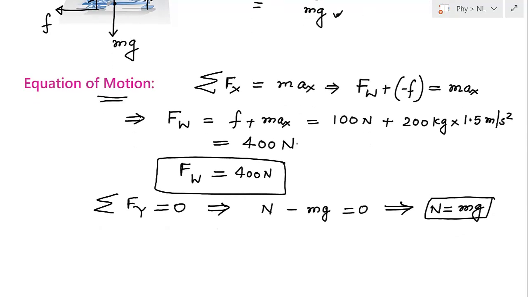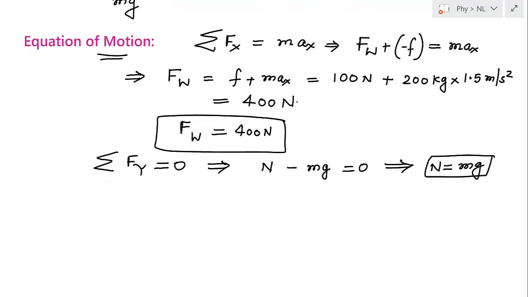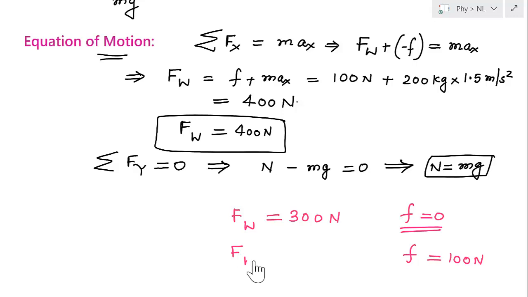Now if you compare, we have done the same problem, but there was no friction. In that case we found the Fw value was 300 Newton. You can see in the previous videos. So when F was 0, that is there is no friction, Fw was 300, and when there is a friction of magnitude 100 Newton, we found that Fw equals 400 Newton.